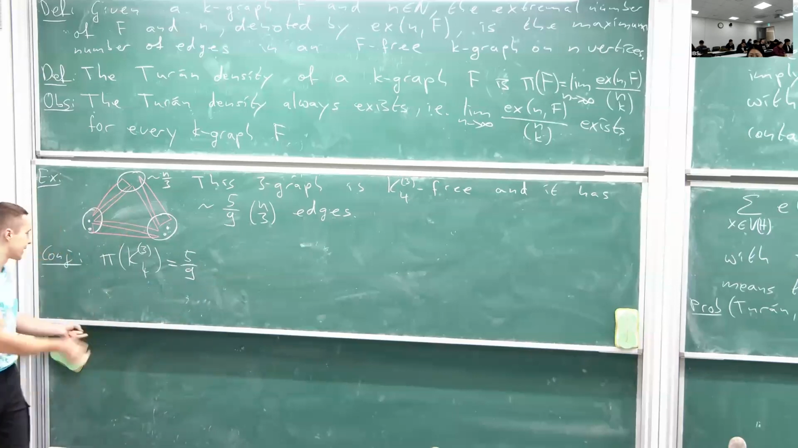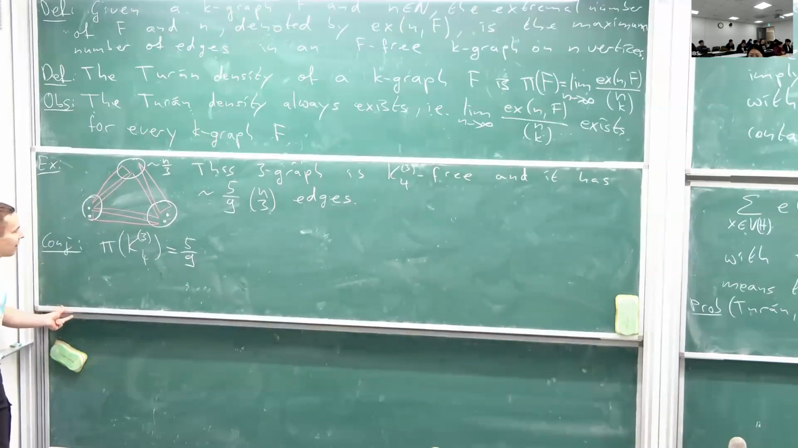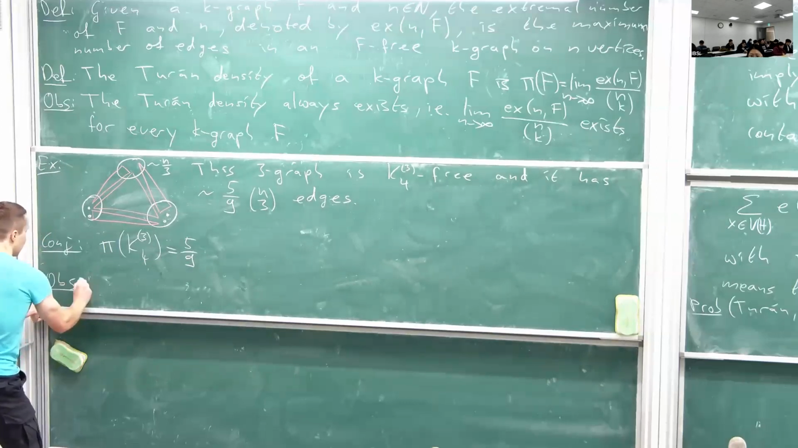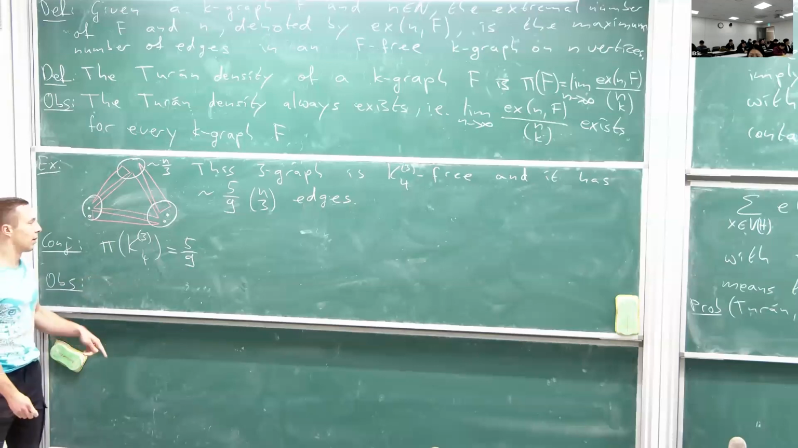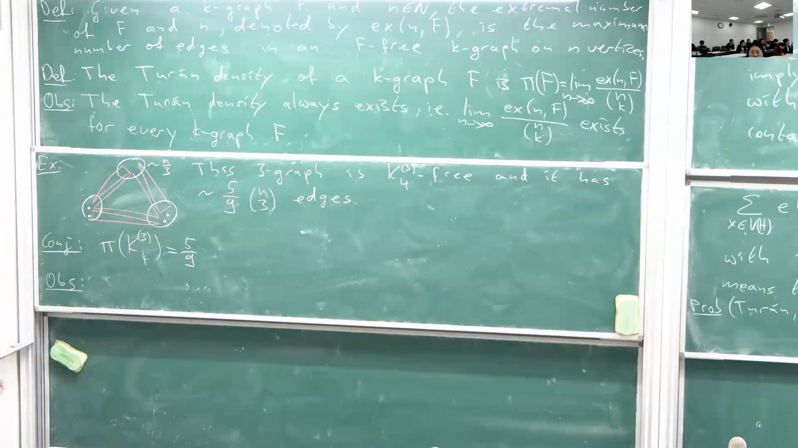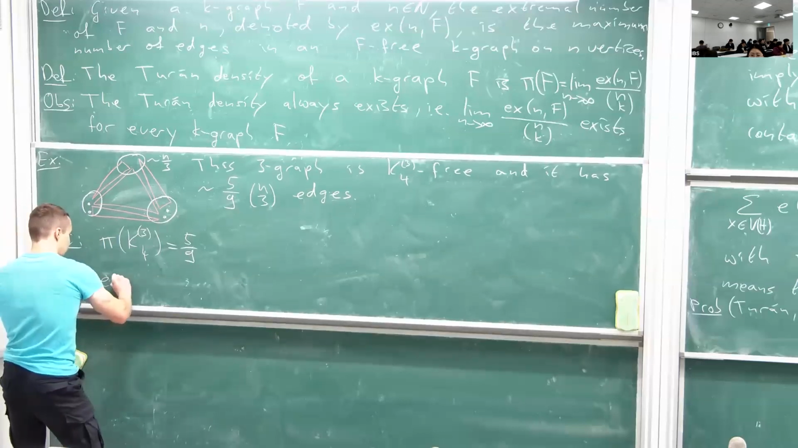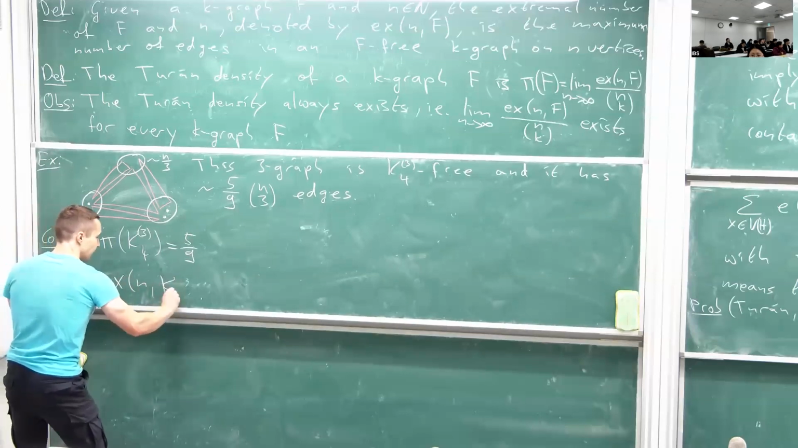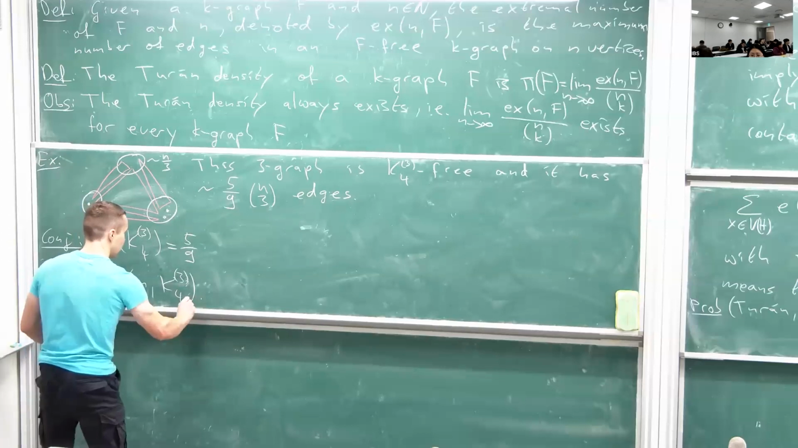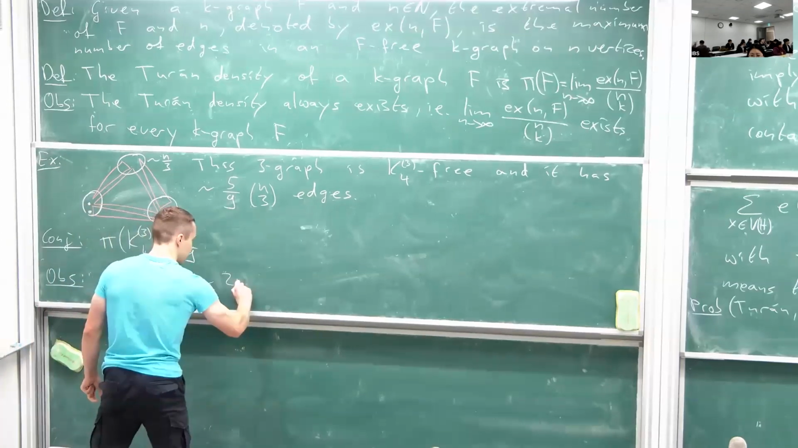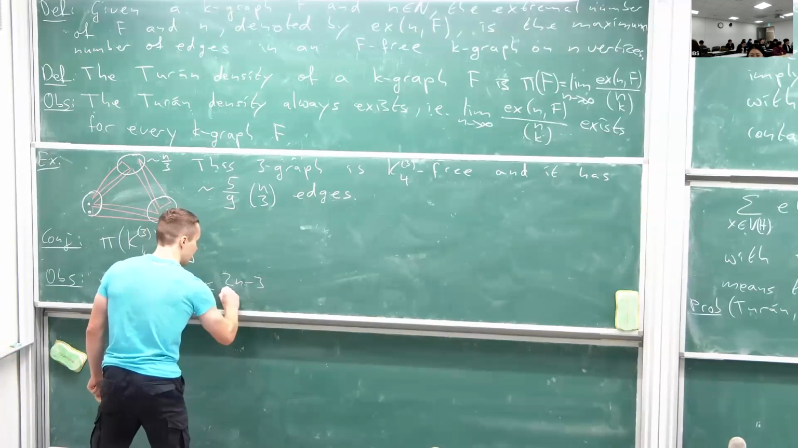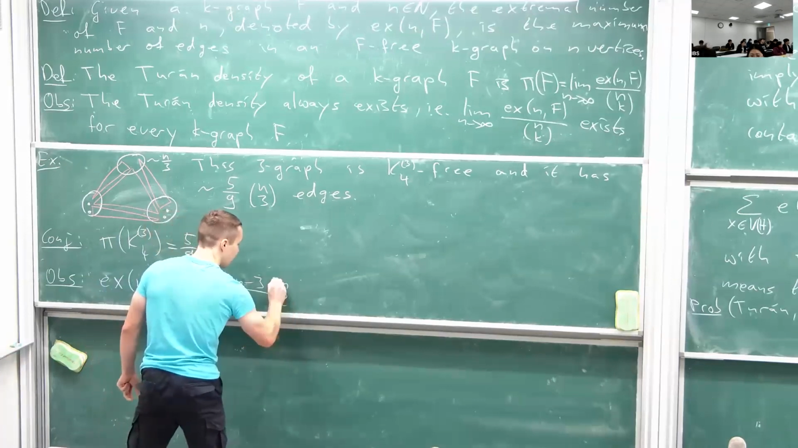Okay, so this is, as I mentioned, open. But we do have some small observation. This is not the best possible bound, but it's maybe a nice first example for some of the methods and the arguments that we can do for these kinds of problems. So the extremal number is at most (2n minus 3)/9 times n choose 2.